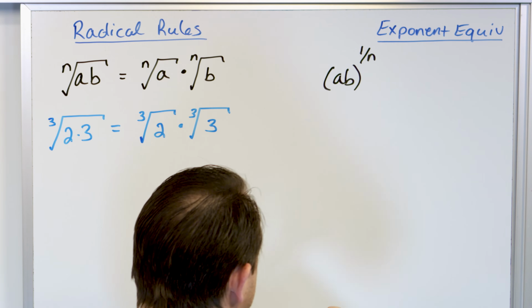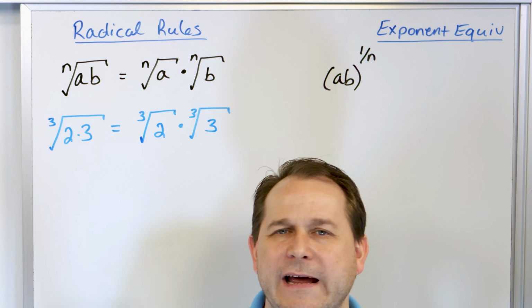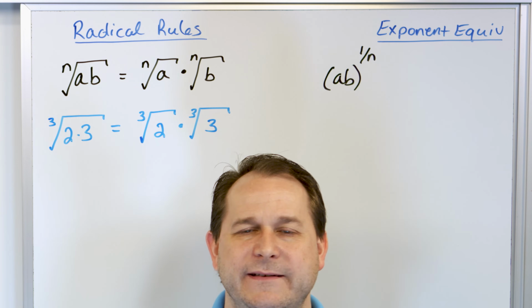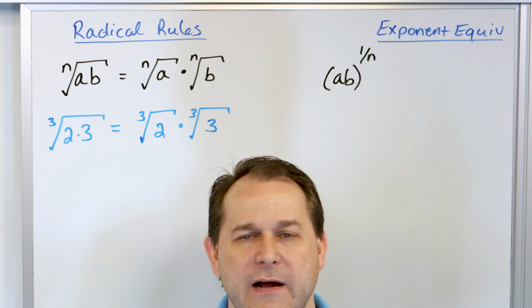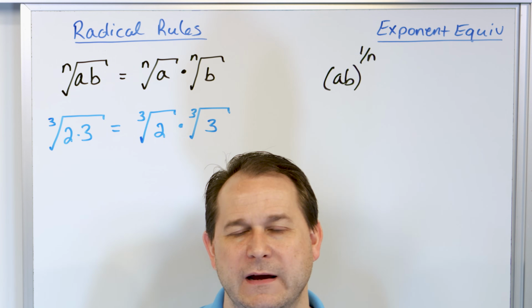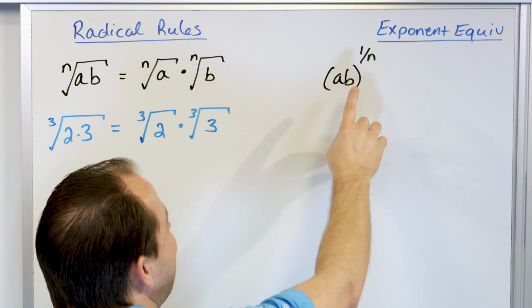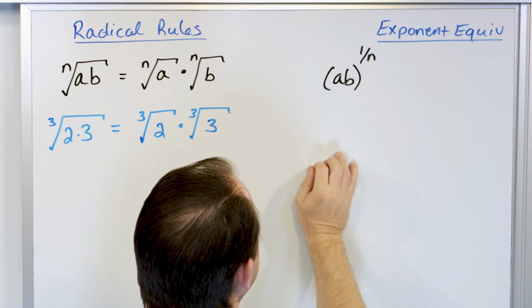Now I want you to forget for a second, totally forget that this is a fractional exponent. Just pretend it's just an exponent, because the fact that it's a fractional exponent doesn't change anything. It still follows all of the same rules of exponents that we already learned. So what happens when you have an exponent operating on two things multiplied?